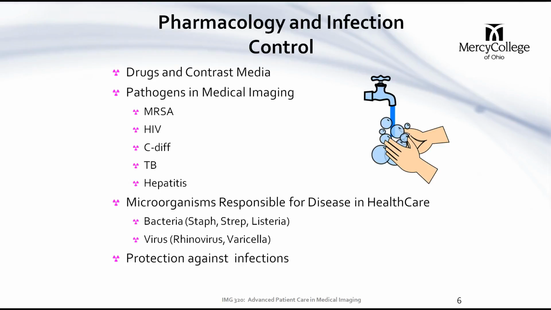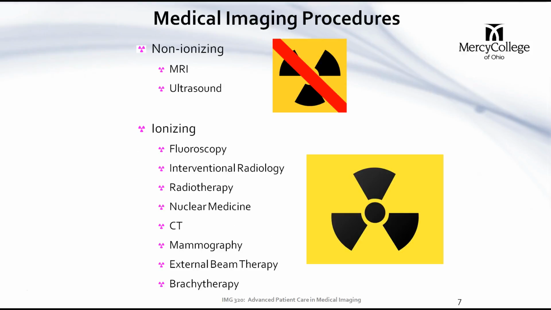Microorganisms responsible for disease in healthcare: bacteria such as staph, strep, and listeria, and then viruses, the rhinovirus as well as the varicella. We're going to talk a little bit about those as well. And then the big important part of infection control is how to protect against these infections: your gloves, your masks, your gowns, your scrubs, whatever the case may be. So we'll talk about those as well.